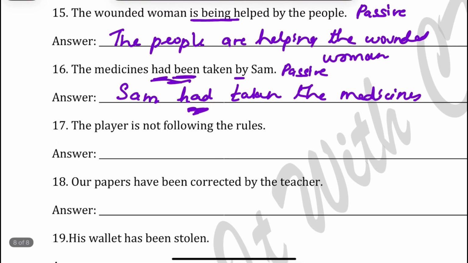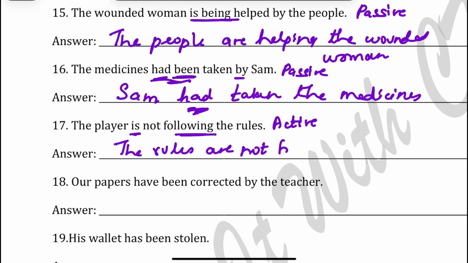The player is not following the rules. Is present ing continuous. Present continuous active. How to make this passive? The rules are not being followed by the player.